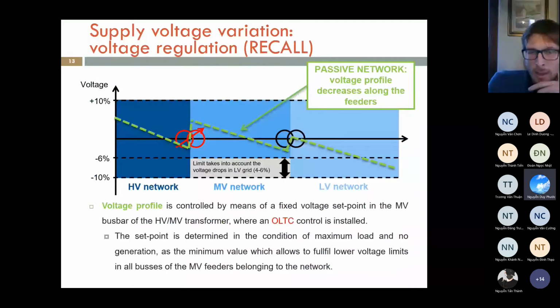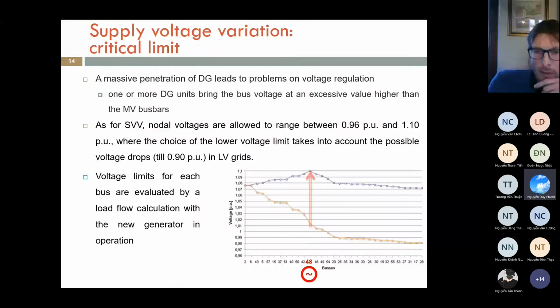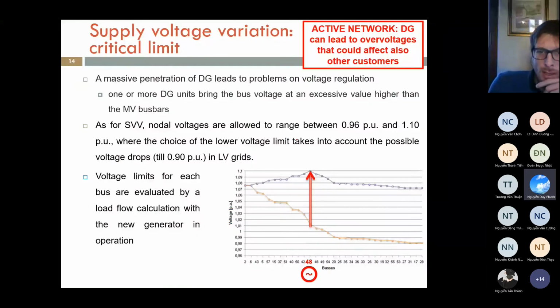I will skip this because it's quite clear. One of the consequences of having DGs is that since you have an injection of power in a bus, you increase the voltage level in that bus.